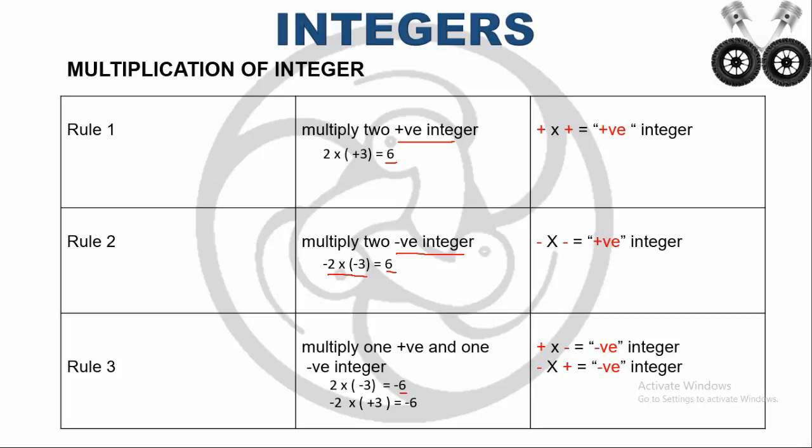So minus 2 into plus 3. Minus 2 is the negative integer and plus 3 is the positive integer. So I have to write the product as 6 with the negative sign, that is minus 6. So if the two integers have the same sign, then I have to put the positive sign. If the two integers have different signs, then I have to put the negative sign. That is the rule for multiplication of integers.